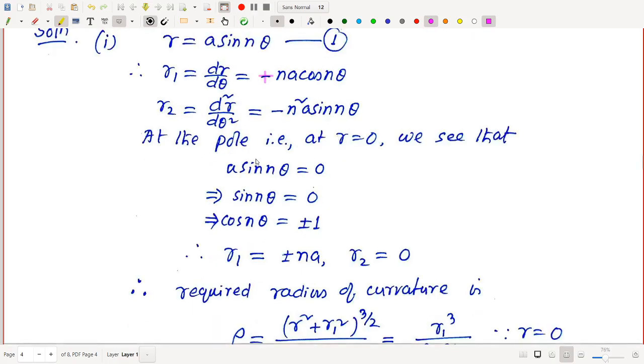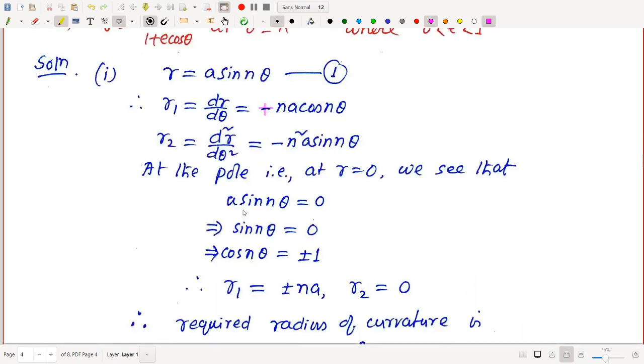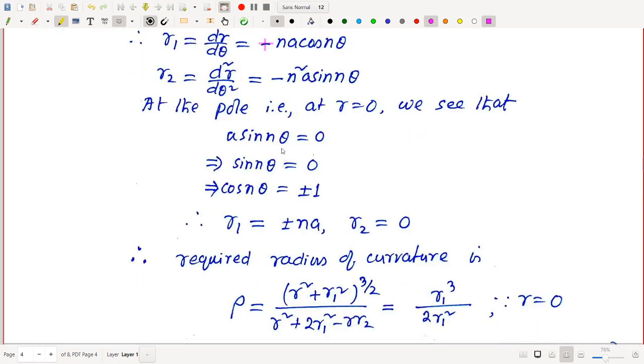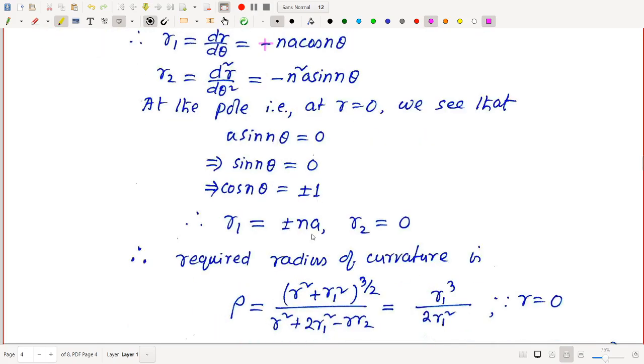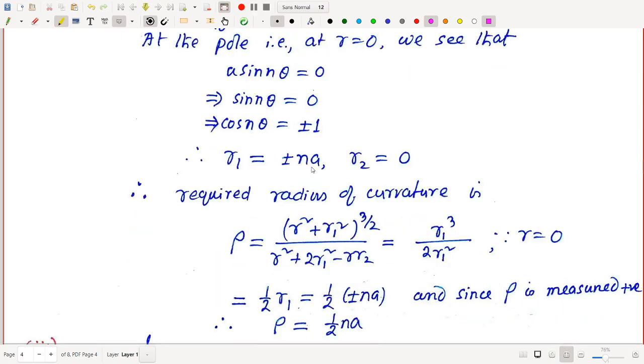Okay. Now at the pole, that is at r equal to 0, we see that r is 0, a sin n theta is 0. a sin n theta 0 means sin n theta is 0, and sin n theta 0 means cos n theta is plus minus 1. It may be plus 1, may be minus 1. When sin x is 0, then cos x is plus 1 or minus 1. Therefore r1 is actually n a cos n theta. Cos n theta is plus minus 1, so we have plus minus n a, and r2 is 0 because sin n theta is 0.